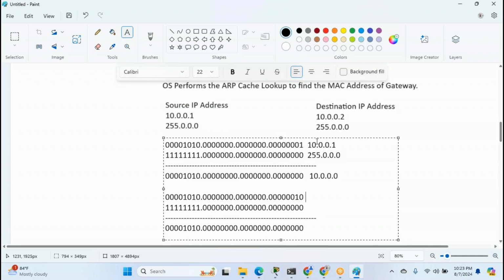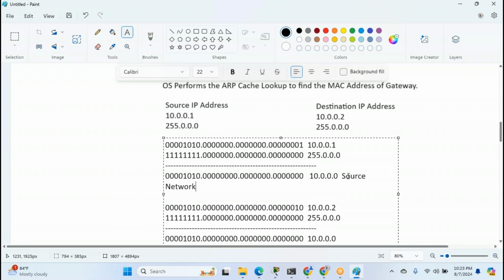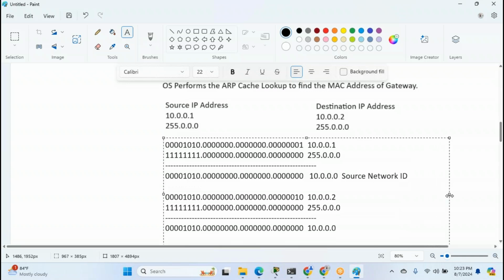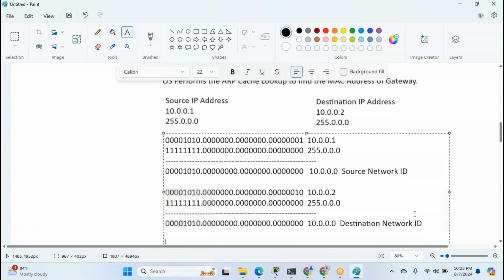In the same way, the destination is 10.0.0.2 and the subnet mask is 255.0.0.0. So when we multiply it, we get 10.0.0.0. So when we multiply the source IP and destination IP with the subnet mask, we get the source network ID and we get the destination network ID. If the source network ID and destination network ID are the same, it means communication is local.